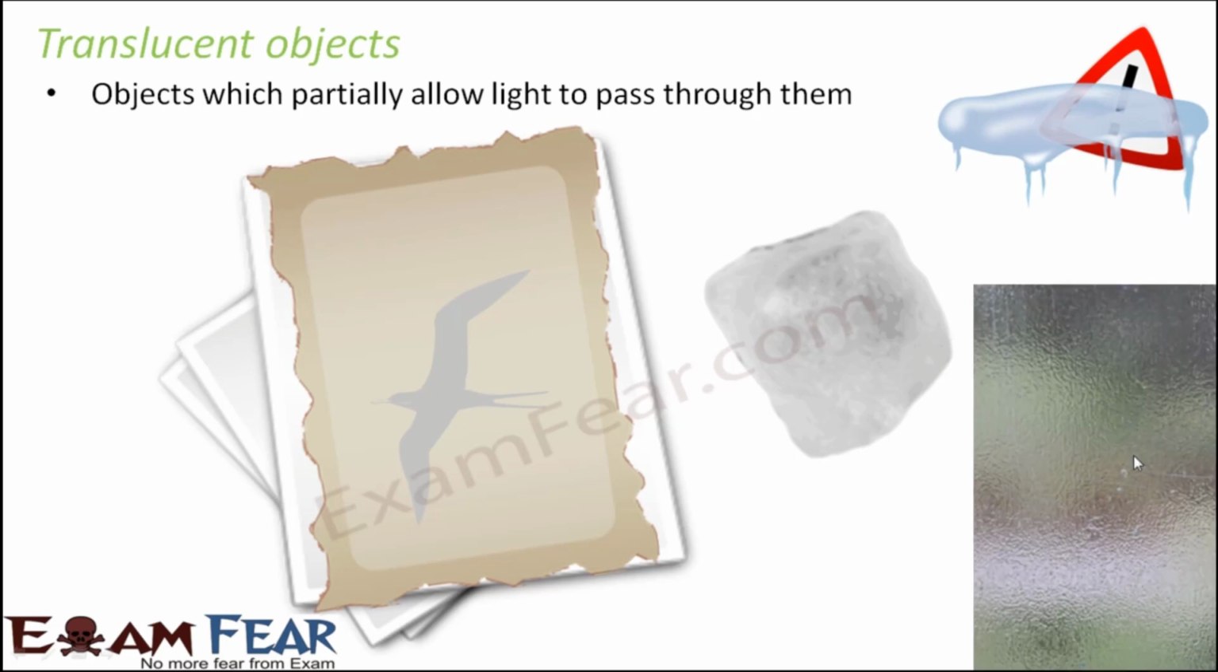So if you look at this frosted glass, this is how you see. You can just see green color, white color, green color. Green color shows that there might be something like a tree, but you cannot see the tree distinctly. But had it been a plain glass, you would have been able to see the tree very distinctly. So in translucent objects, only partially light would be allowed to pass.